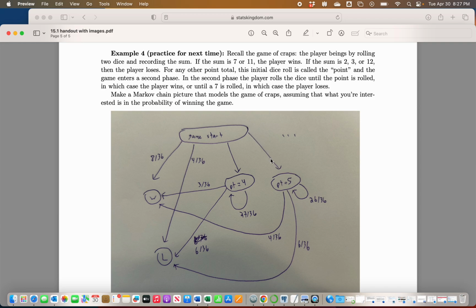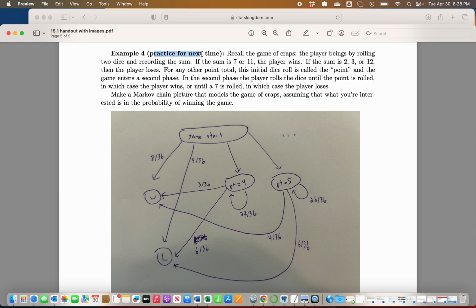Similarly, you could roll a 5 up front, and I again forgot to label the arrow here. That's probability 4 out of 36. So once you roll a 5, now you're in this phase where either you roll a 5 again, and the probability of that is 4 out of 36 and you win, or you roll a 7, in which case you lose, probability 6 out of 36, or you roll neither of those and you just stay in the state of continue the game, and the probability of that is 26 out of 36. So this dot dot dot encompasses all the other points. The point could be 6, the point could be 8, 9, or 10. So there's 4 more states over here.